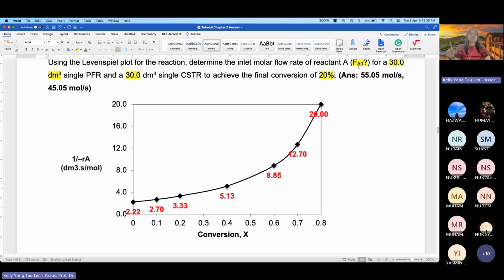So meaning that when you have two different reactors, you have to find two FA naught: the FA naught for the CSTR and the FA naught for the PFR. They want us to determine, if I have one PFR and one CSTR and I want to achieve the same conversion for the same reaction, what will be the inlet molar flow rate, or the initial molar flow rate of A, which is FA naught.